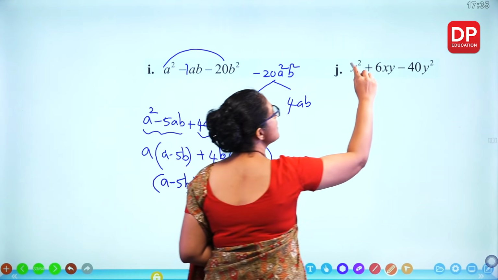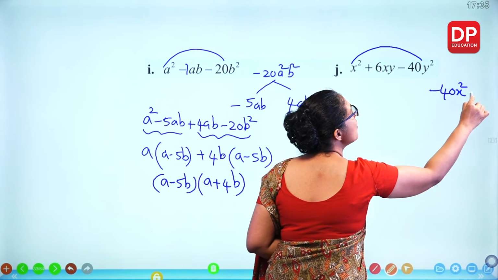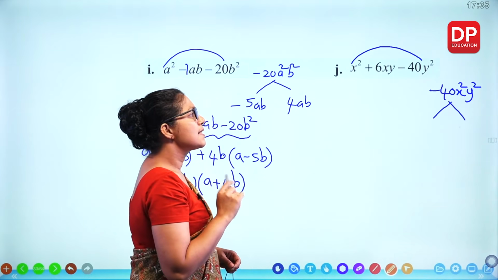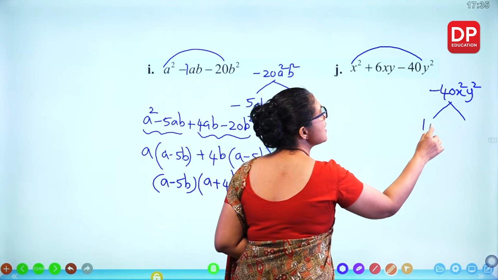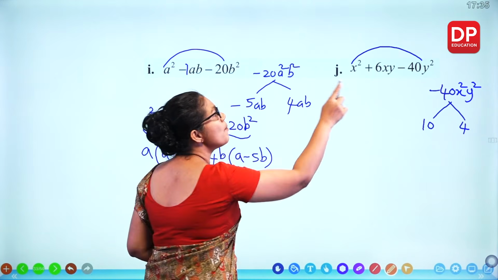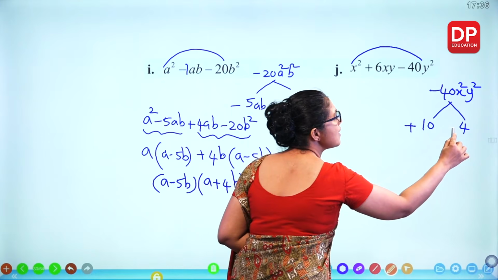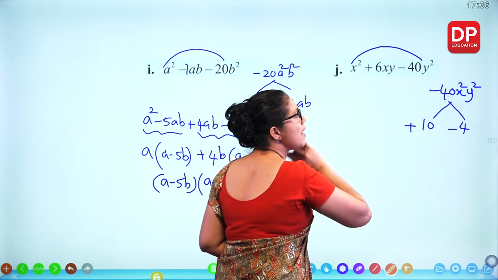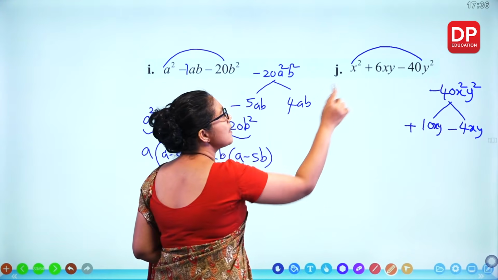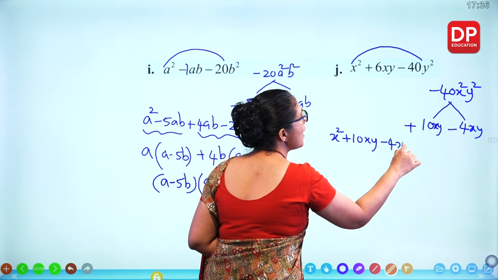Here we need to multiply as before. What do you get? Minus 40x squared y squared. So what are the factors of minus 40 to get plus 6? So here we know 10 times 4 is 40. So the middle term is plus. That means the bigger number should be plus and the other one should be minus to get minus 40. So here I can write xy there. Here split the middle term to 10xy and 4xy.